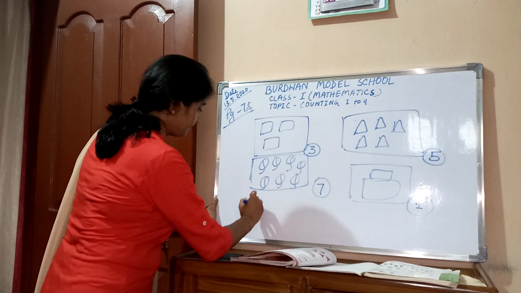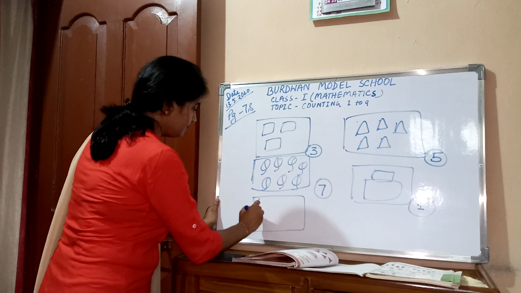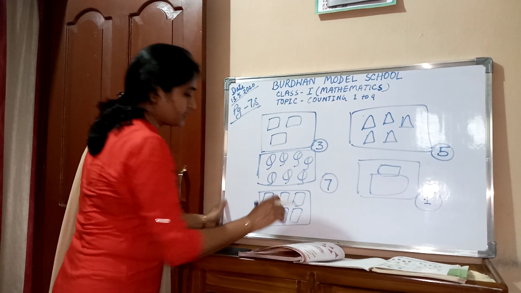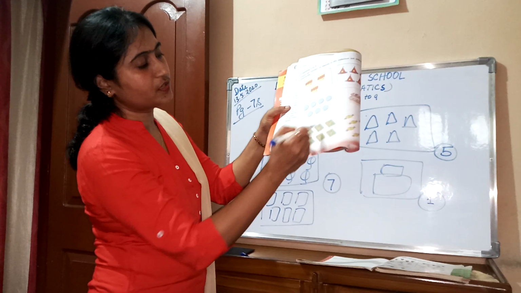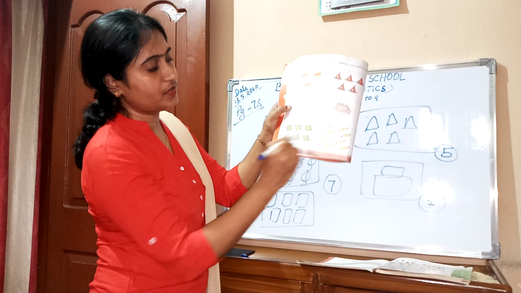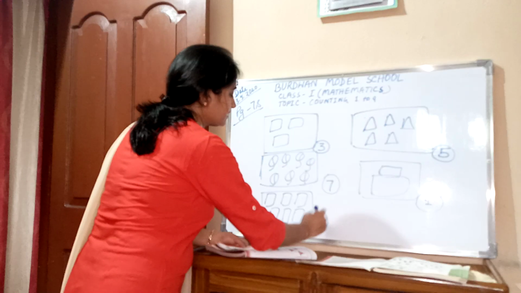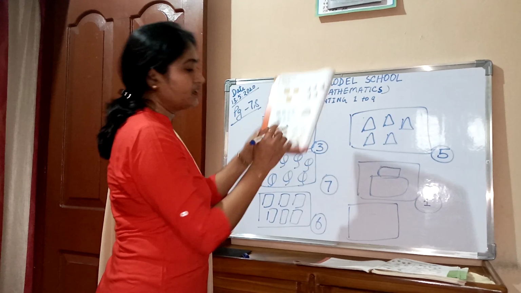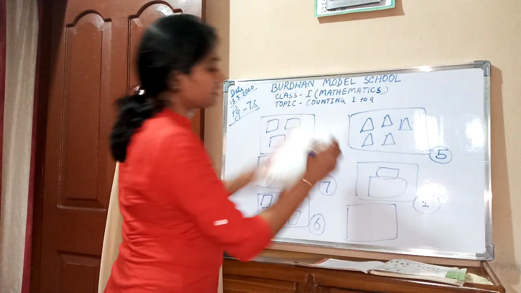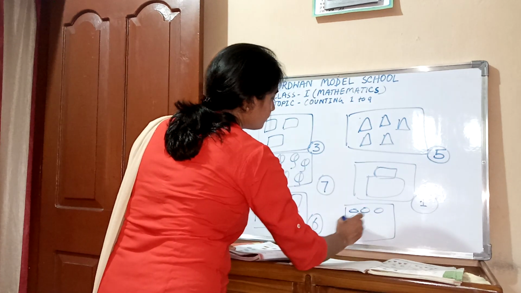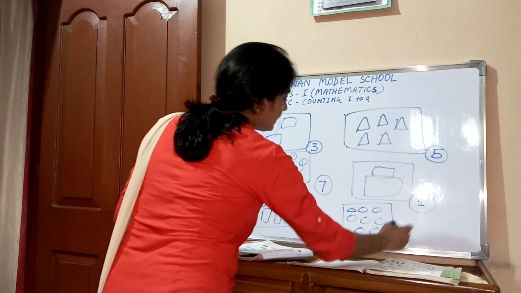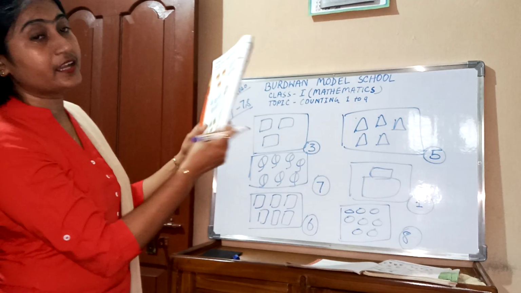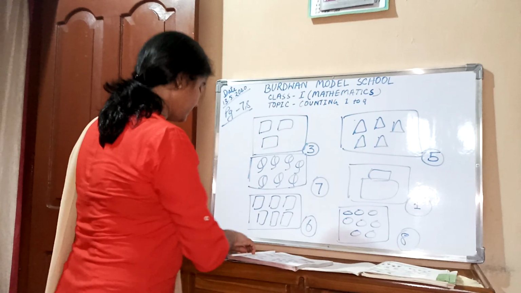Now the next. 1, 2, 3, 4, 5, 6. How many books over here? 1, 2, 3, 4, 5, 6. Write down over here 6. And the next, how many chocolates? Please count children. How many chocolates over there? 1, 2, 3, 4, 5, 6, 7, 8. 8 chocolates. Write over here 8. Now turn over the next page.